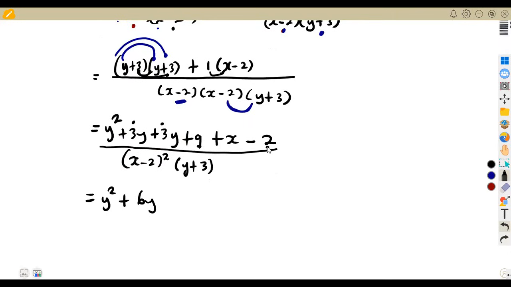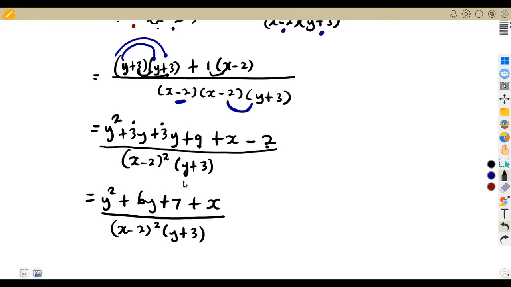9 minus 2, which is going to be a 7. So you're going to obtain a 7 in this case, plus 7 plus x, like this. Everything over x minus 2 squared. So you're going to remain with the x minus 2 squared into y plus 3, like this.